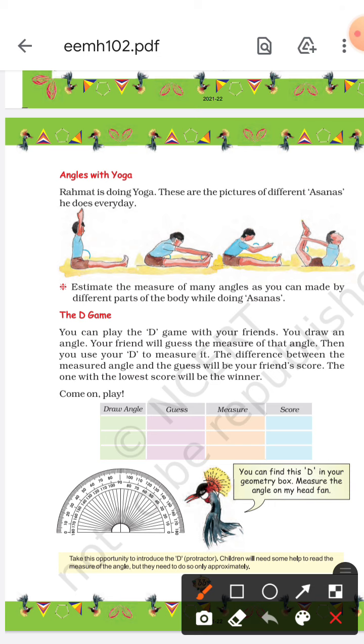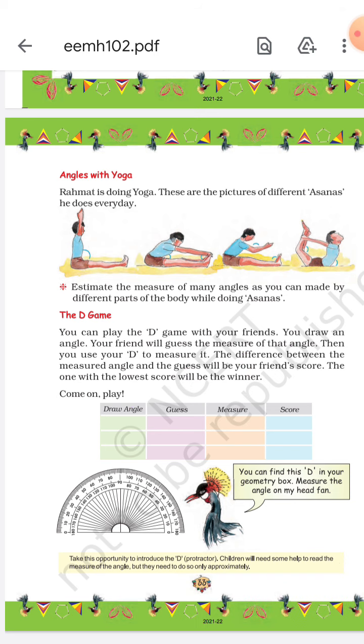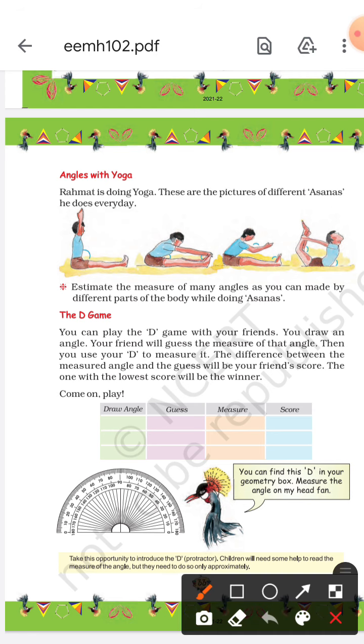So we have to draw the angle, then guess it, then measure it, and at last make the score. So we have done this chapter. Remember that the protractor looks like the letter D, and it has two scales, one lower scale and one upper scale, and on both scales we have the measure from 0 to 180.